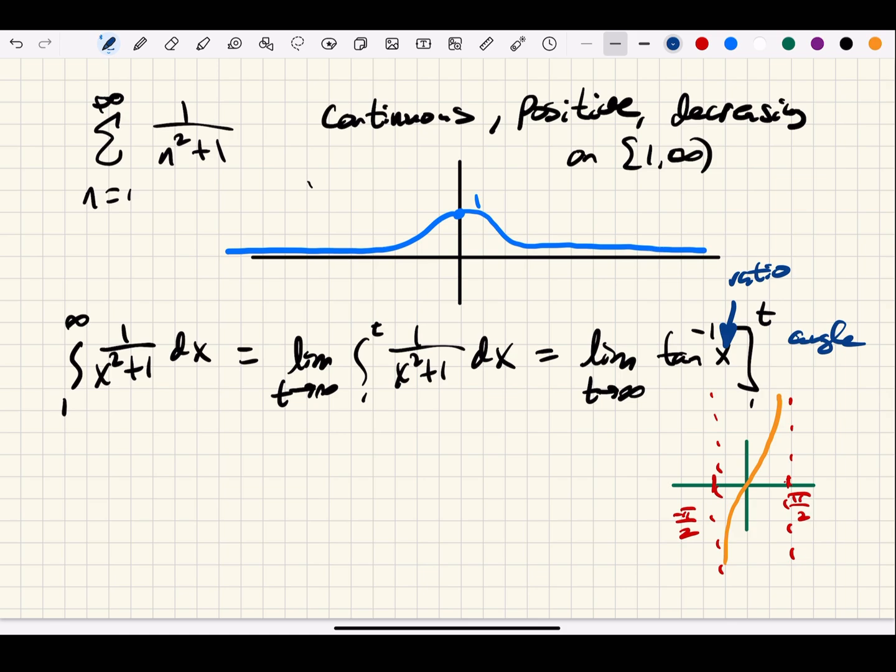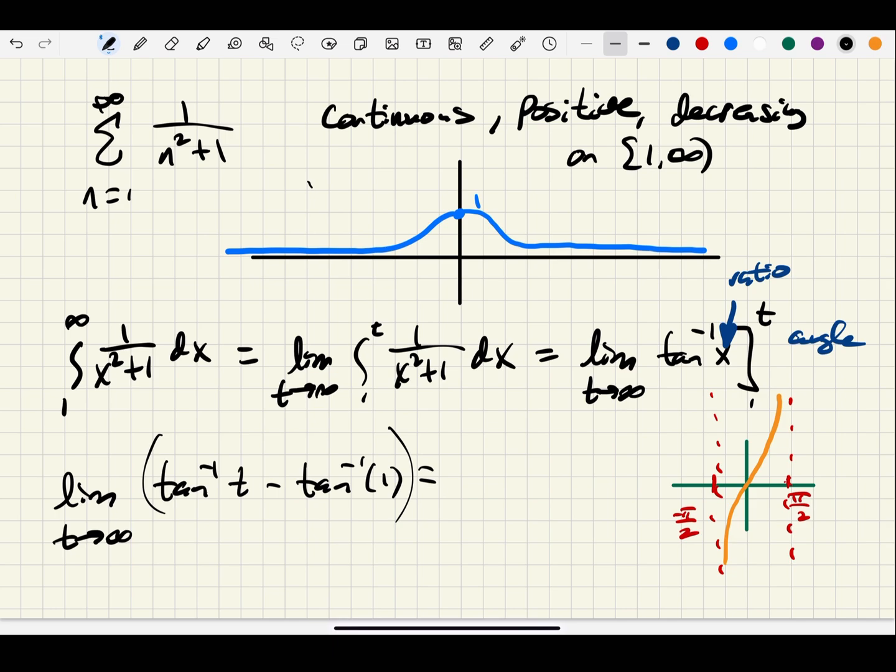Okay, so let's go ahead and write this out. So the limit as t goes to infinity, this is going to be the inverse tangent of t minus the inverse tangent of 1. Well, let's think about that inverse tangent of 1 to start out with. Okay, so there's the tangent function. Remember that 1 is a ratio, right? I need the angle that gives me a tangent value of 1. So there's the tangent value of 1. What is the angle that does that? And if I drew this better, it would come down right about there. And what would it be? Pi over 4. Yeah, good. Okay. All right. So really what I have here is the limit as t goes to infinity of inverse tangent of t minus pi over 4.